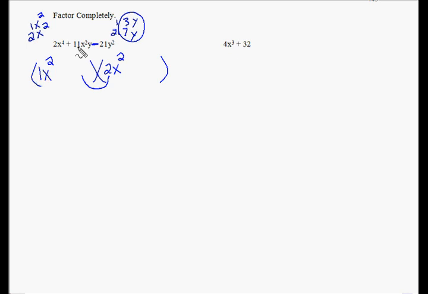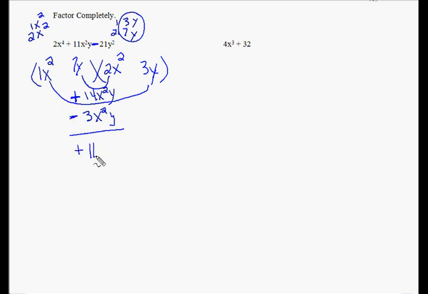I need the number 11. And I notice that if I go 7y times the 2x, I'll get 14. And 1x squared times the 3y would give me 3x squared y. So if I have 14x squared y and 3x squared y, and I want a positive 11x squared y, I can add 14 and subtract 3, which would leave me with a positive 11x squared y. I'll have it. So I just have to figure out where the signs go.